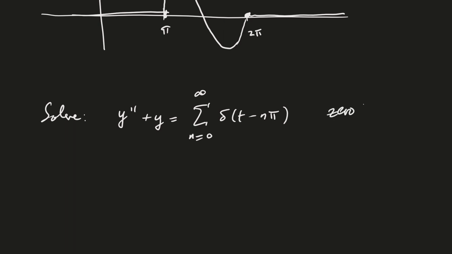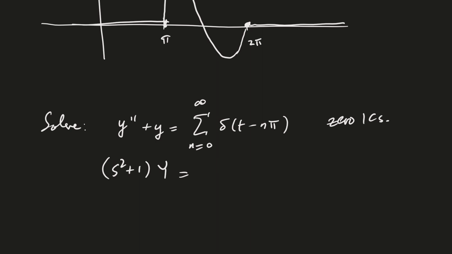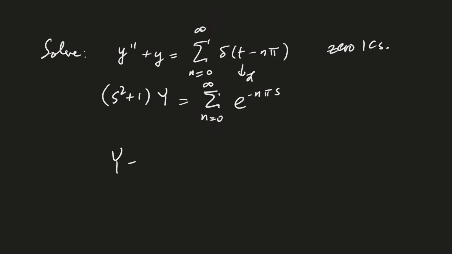Let's say we have 0 ICs, and so that gives us s squared plus 1 times Y when I take the Laplace transform. And remember that the Laplace transform is linear, so I can scooch the Laplace transform into the sum, and so that's going to be the Laplace of each of those, which is just going to be e to the minus n pi s. Okay, so that just means that Y is equal to the sum, n equals 0 to infinity, of e to the minus n pi s over s squared plus 1.